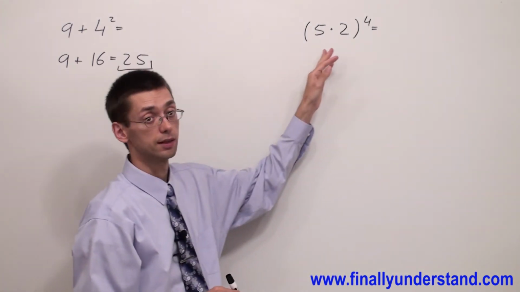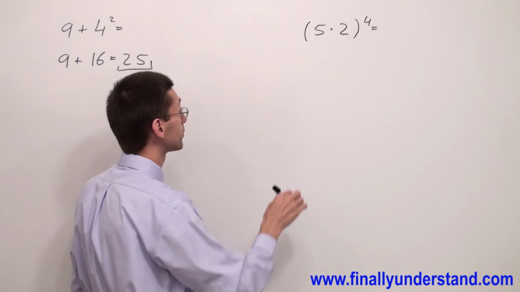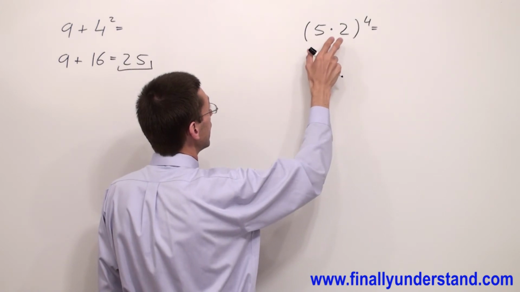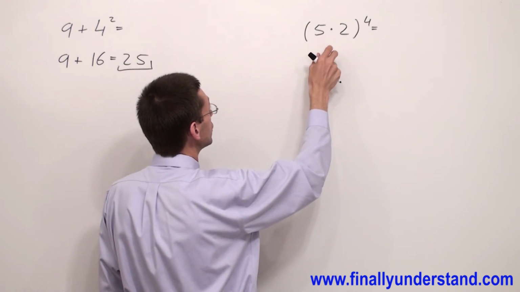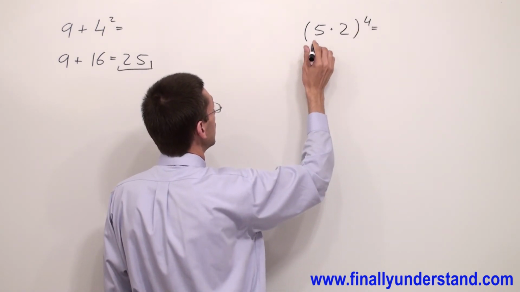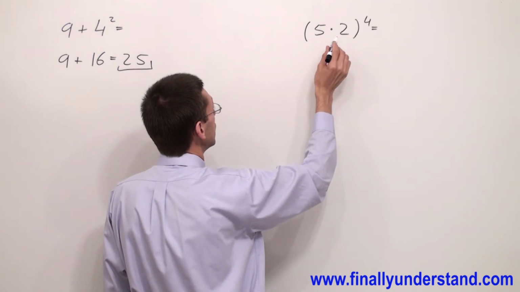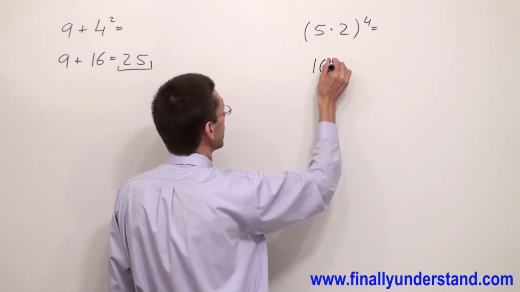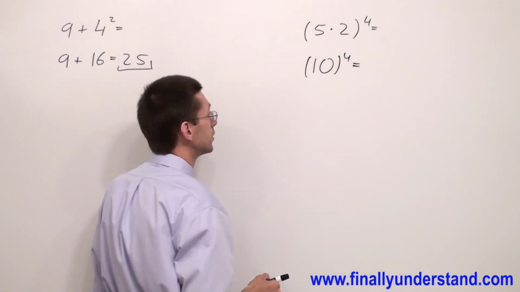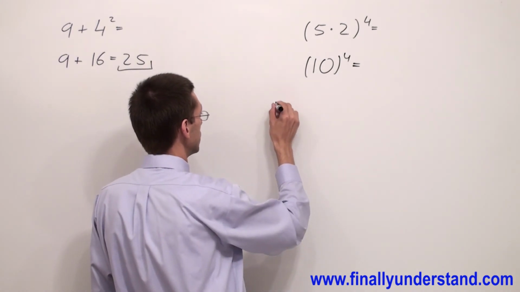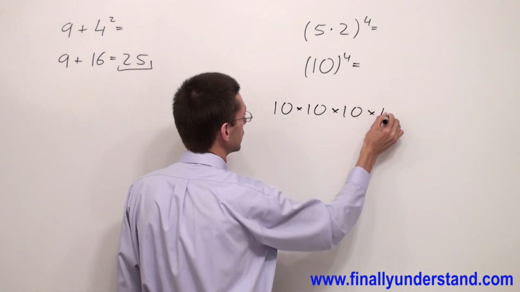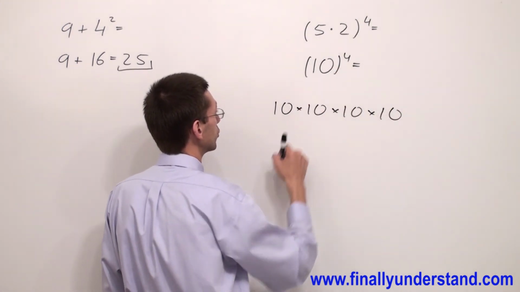Let's take a look at this example. We have multiplication inside of the parentheses, and the content of the parentheses is raised to the 4th power. We're supposed to perform the multiplication first. 5 times 2 is equal to 10 to the 4th power. This is nothing else, just 10 times 10 times 10 times 10. This is basically what 10 to the 4th power means.